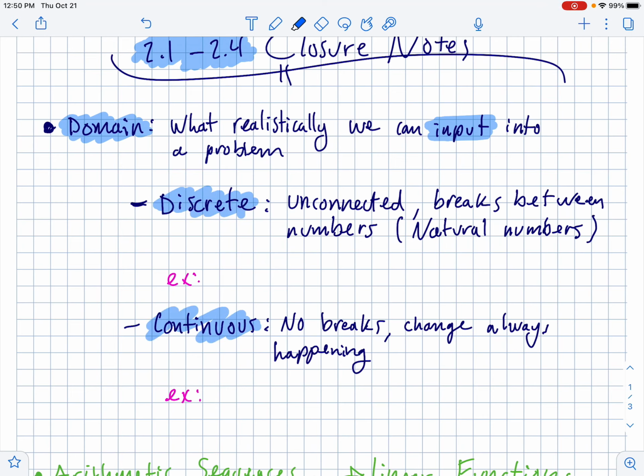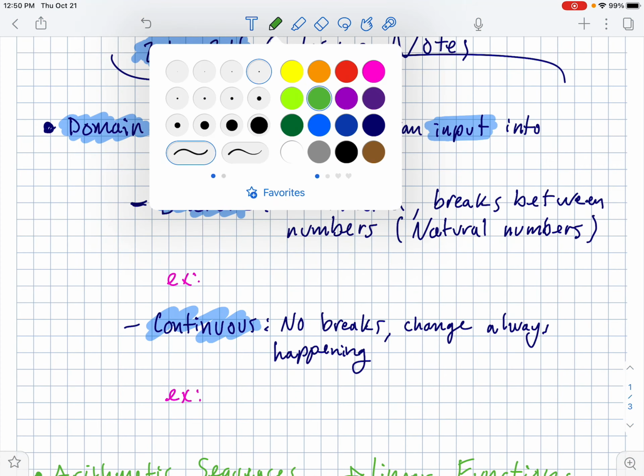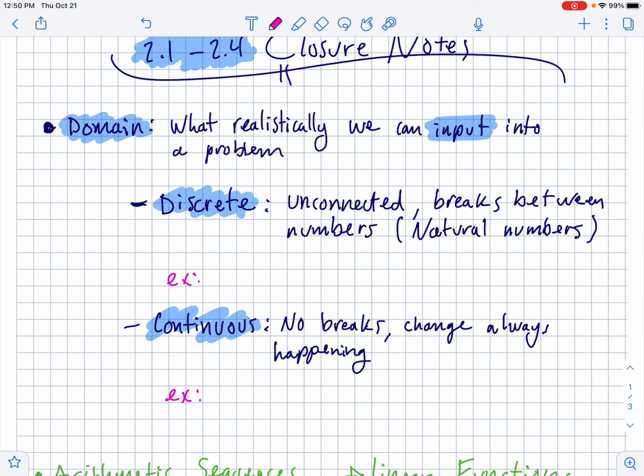Sometimes domains get restricted based on the context of a word problem. Like if you're dealing with time, you usually can't have negatives. It has to be positive numbers, stuff like that. There's two different kinds of domains. There's discrete domains and continuous domains.